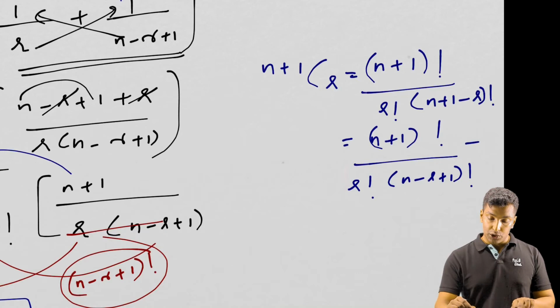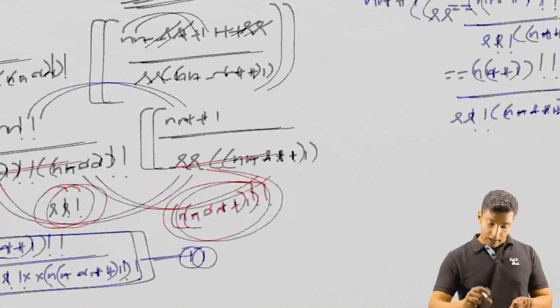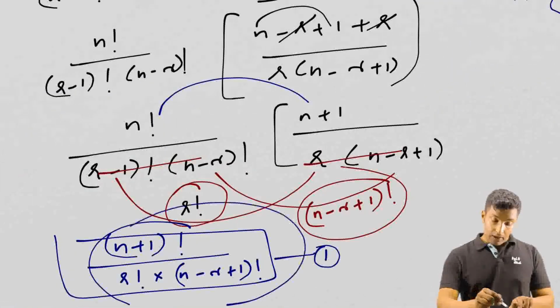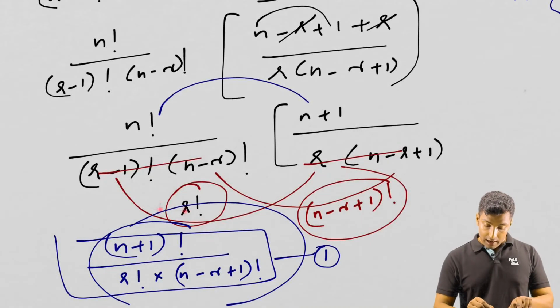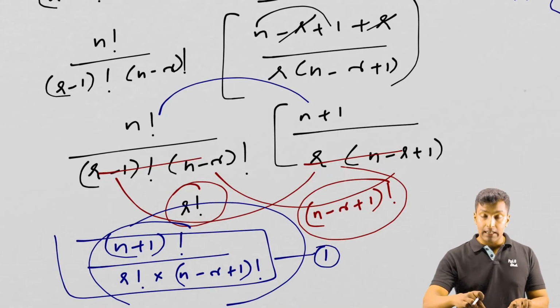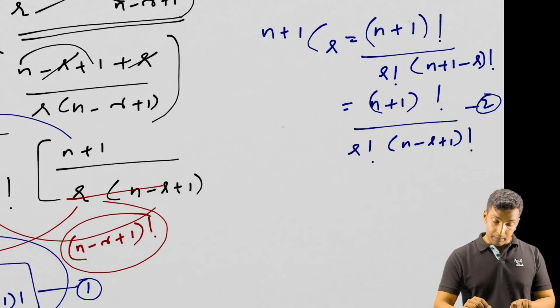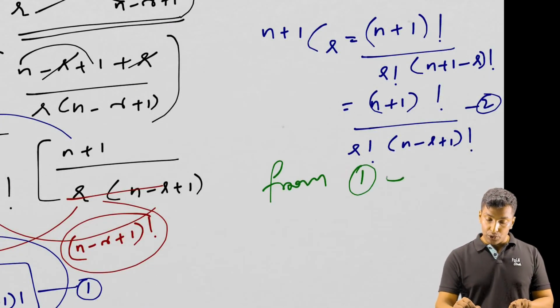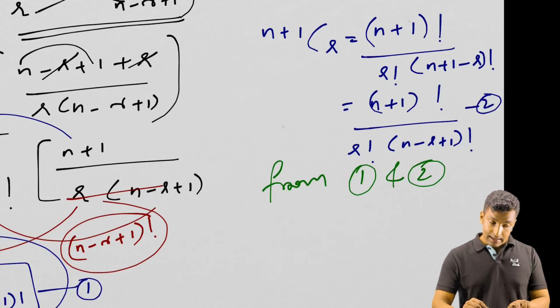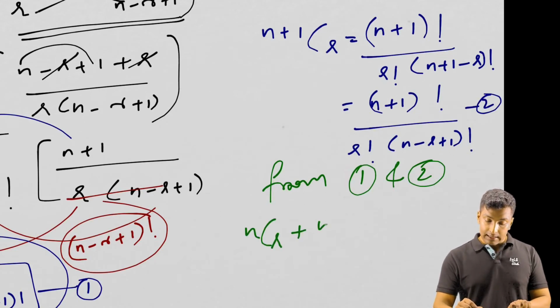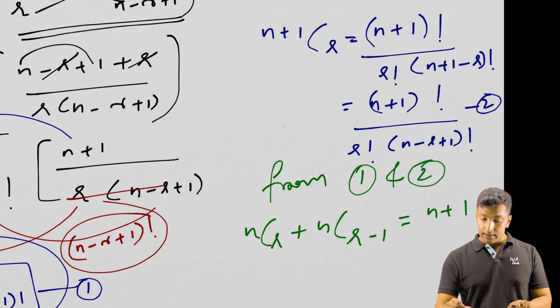You can mark it as 2. So that is exactly what you got here: (n+1) factorial divided by r factorial into (n minus r plus 1) factorial. Here also the same. So you can conclude by writing, from 1 and 2, you can finalize that nCr plus nC(r minus 1) is equal to (n+1)Cr.